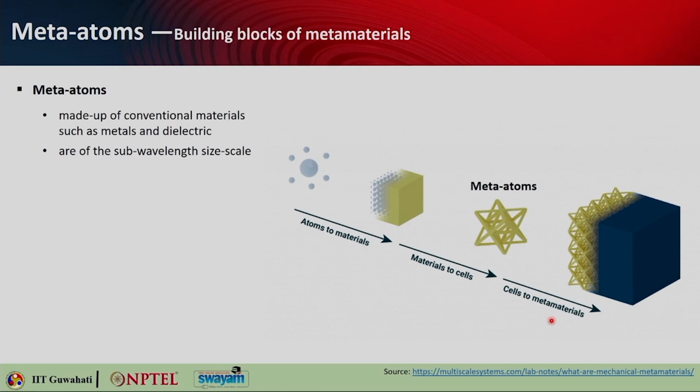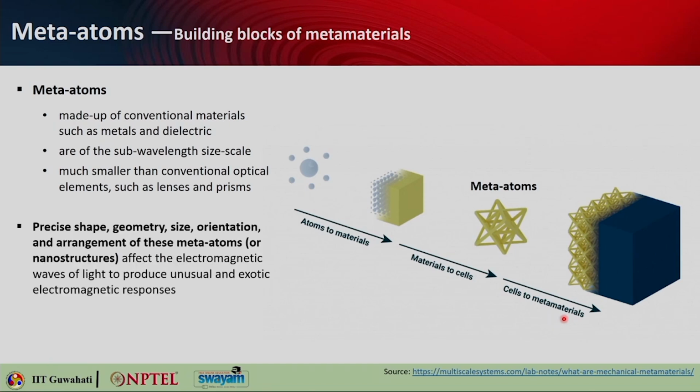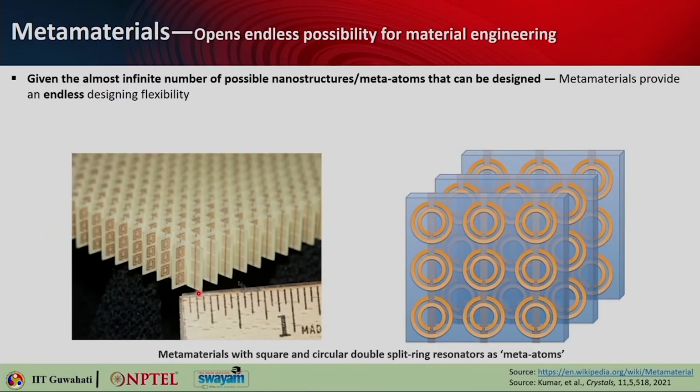So remember that these meta atoms are sub-wavelength in size scale. They are much smaller than conventional optical elements such as lenses and prisms. And the precise shape, geometry, size, orientation and arrangement of these meta atoms, or nanostructures as you can call them, affect the electromagnetic properties of light and give out some unusual and exotic responses.